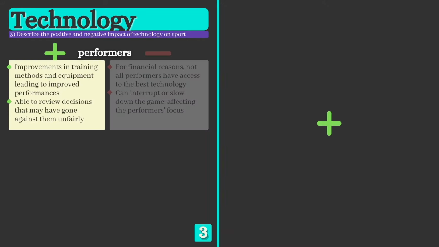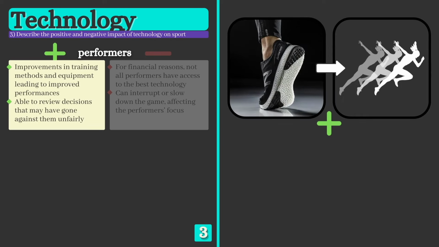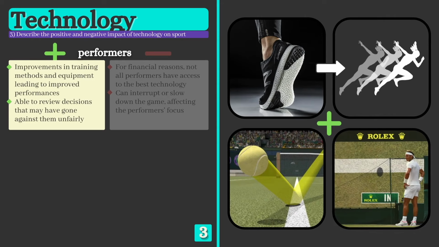On the plus side, improvements in training and equipment-based technology has helped athletes to improve over time and continue to set records. In addition, with Hawkeye and slow motion video, many sports now allow athletes to review decisions that may have otherwise gone against them unfairly.